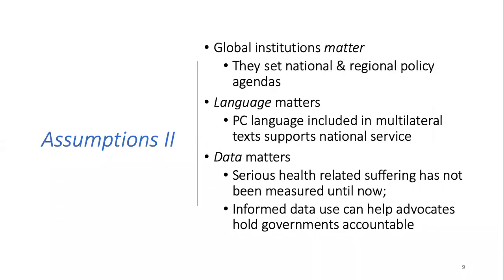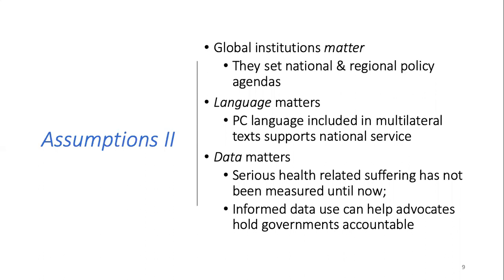Second set of assumptions is that global institutions matter. These multilateral institutions I just ran through set national and regional policy agendas for all of your countries because your countries participate in the global institutions. Language matters because palliative care language must be included in the multilateral texts that support national services. In other words, if that language is left out of those multilateral texts, then you've got nothing to use as leverage with your governments to ask for services.